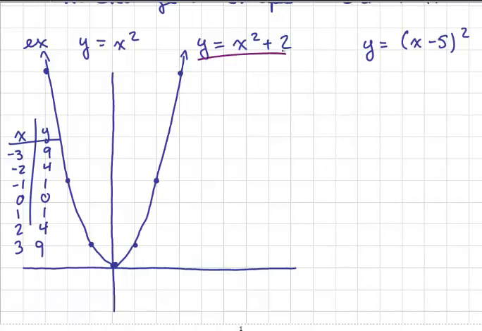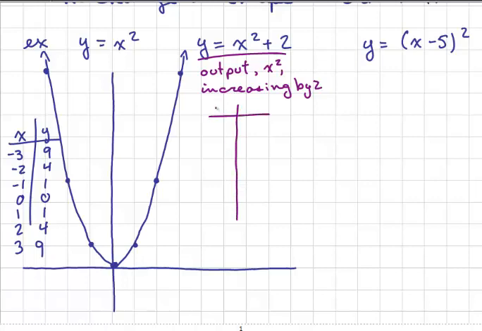Now, in y equals x squared plus 2, you note that the output is increasing by 2. The output, that's to say x squared, is increasing by 2. So no change to the x, it's just that we're taking x squared and adding 2 to it. So for the same values of x, our y values will increase by 2. If we do a table of values for that, same x values, but our y values are going to be bigger by 2.